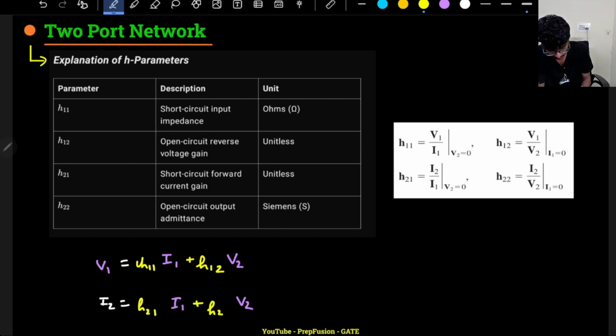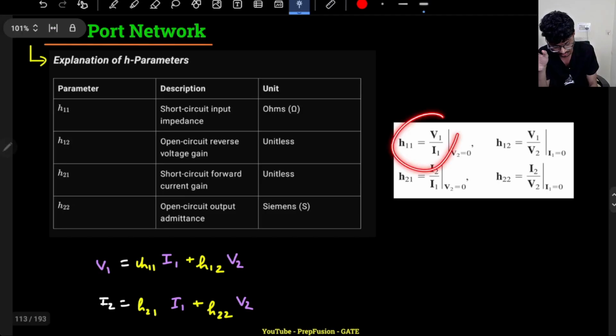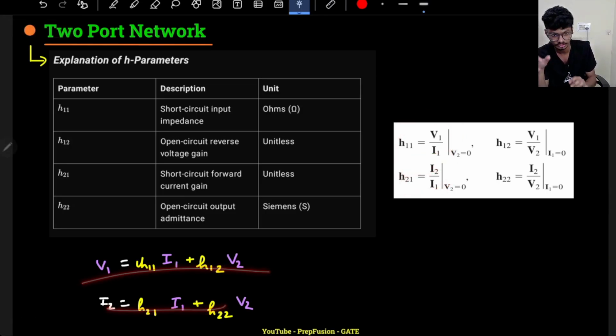So you don't remember them individually, you just try to write down the equation. That is your main task. Please rewatch this if you are not able to understand it. This is the way you should remember this; individually, if you try to remember, you will mess up. Try to write down the equation, and from there you can write what H11 is. H11 is V1 upon I1 when V2 is 0.